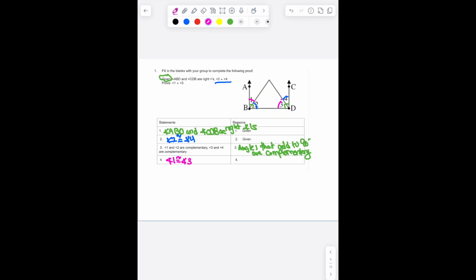And let's word this the same way we worded it with the supplementary angles. Angles that are complementary to congruent angles have to be congruent. So angle 1 and angle 3 were both complementary to congruent angles 2 and 4, so they had no choice but to be congruent to each other.